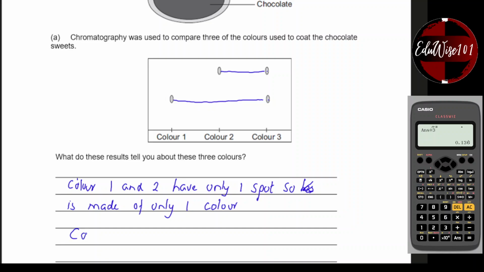So color 3 is a mixture of colors 1 and 2. That will give you the 3 marks. You get 2 marks to say that color 1 and 2 is made up of only one color, and color 3, this third point gives you the third mark.